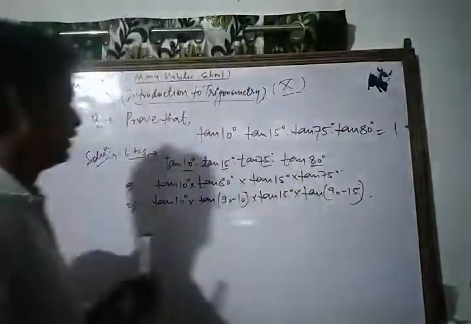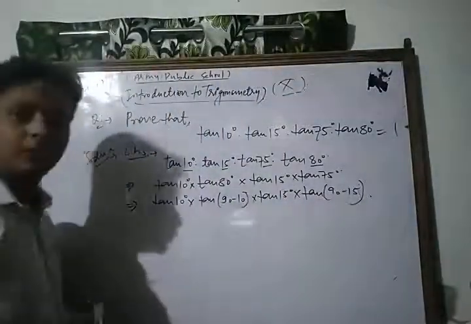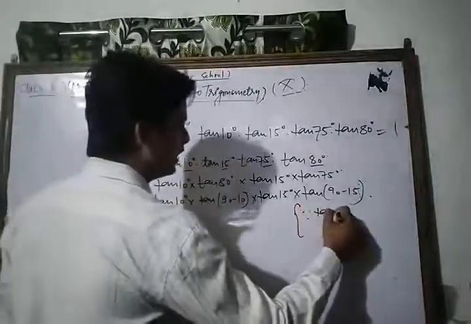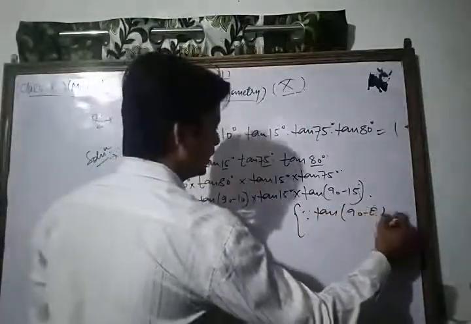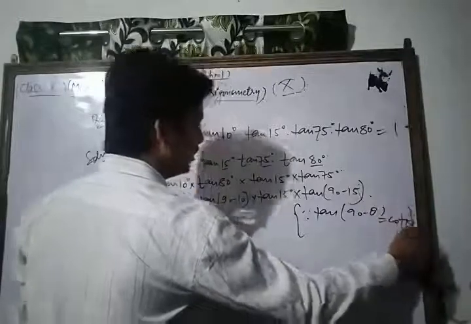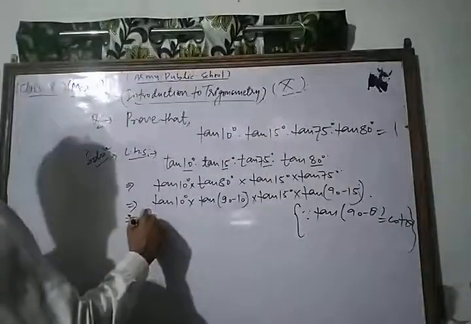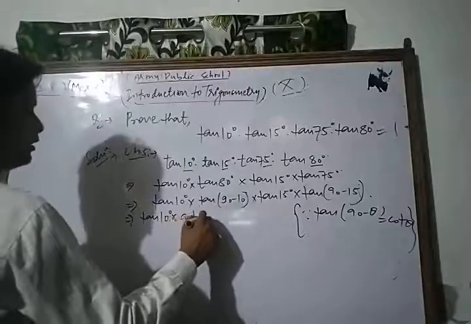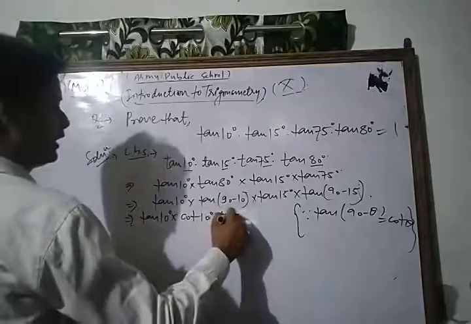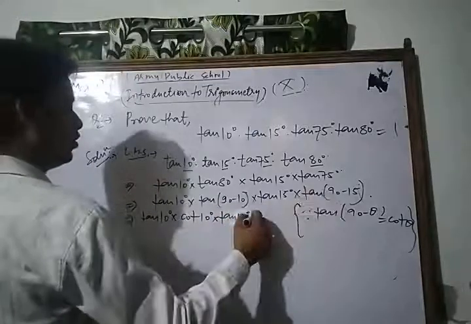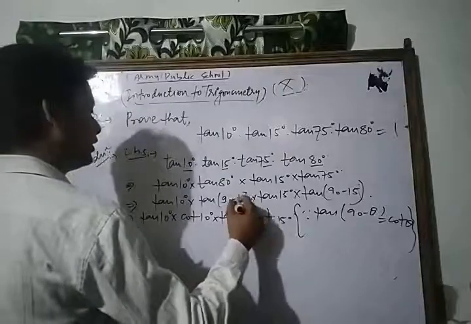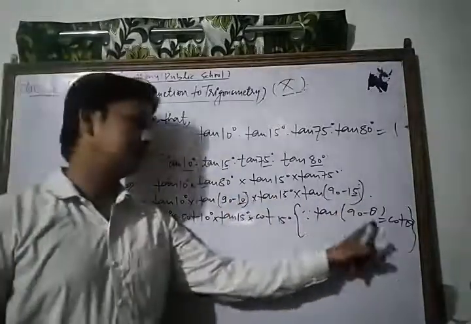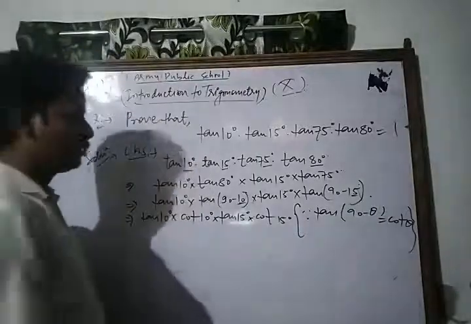Now let's see. You know that tan of 90 minus theta is what? Cot theta. So here we apply the same concept. So tan 10° into, here we write cot 10, into tan 15 as it is, and here we write cot 15, because here theta is 10 and here theta is 15, and we know that tan of 90 minus theta is cot theta.